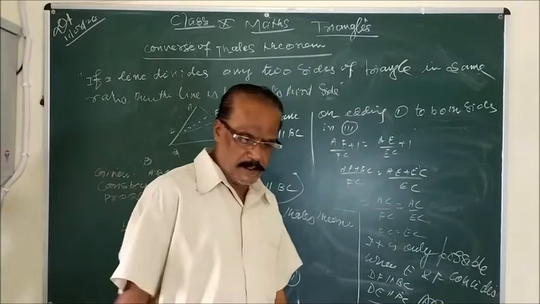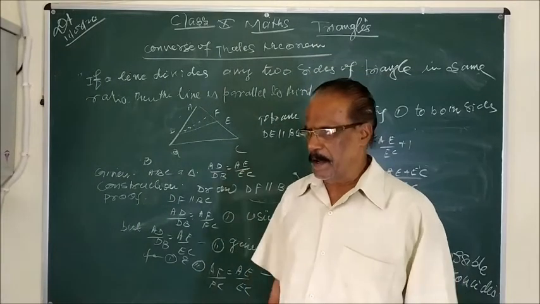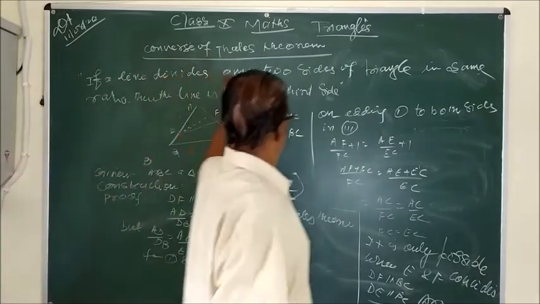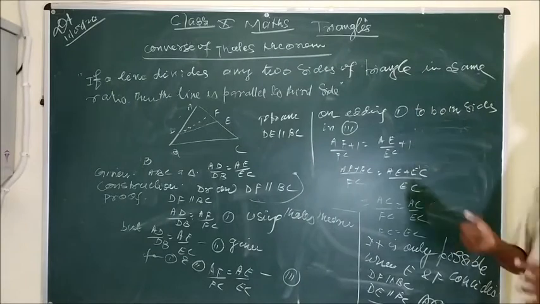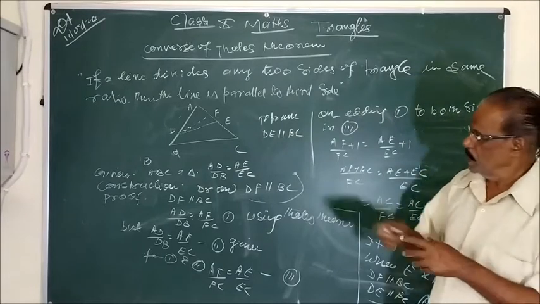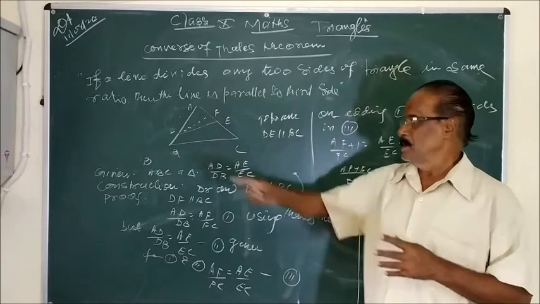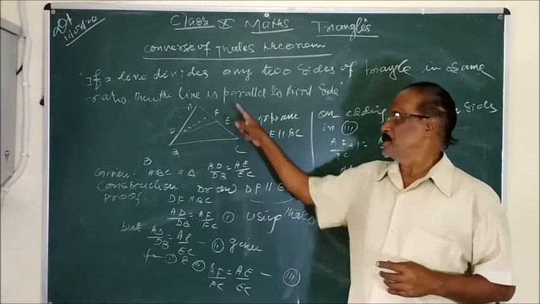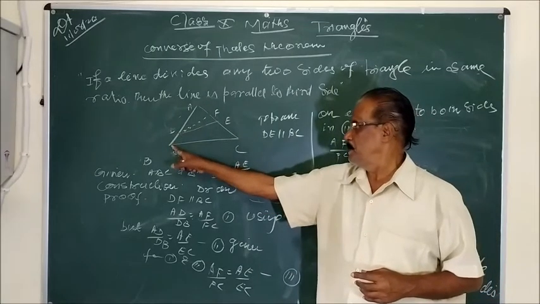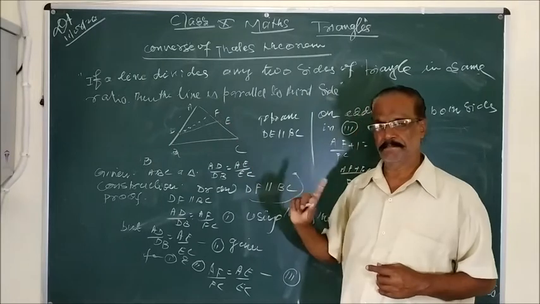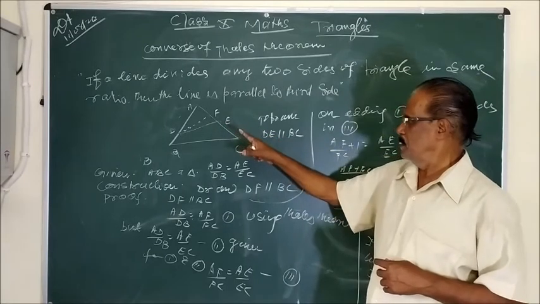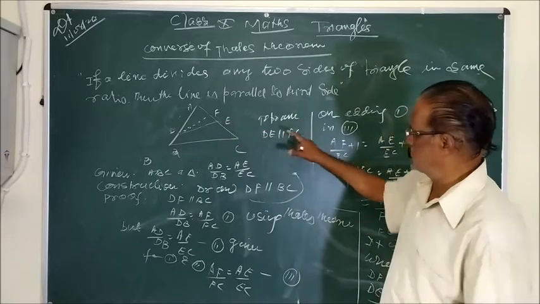So the converse of the theorem I would like to re-explain in a few minutes. This is the statement: if a line divides any two sides of a triangle in the same ratio, that line is parallel to the third side. See the figure, ABC is a triangle, DE is a line which divides AB and AC in this ratio. What ratio? AD by DB equals AE by EC. It is given. And to prove, DE, this line which divides the other two sides in the same ratio, is parallel to BC.